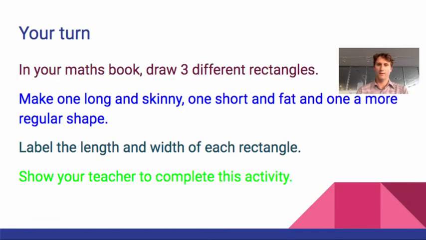All right. Now I think it's probably time for you to have a turn. So this is what I want you to do. In your maths book, I want you to draw 3 different rectangles. And try this. Make one long and skinny, one short and fat, and one a more regular shape. Okay, you'll need your ruler for that, so you can draw nice straight lines. And then I want you to label the length and the width of each rectangle. Remember, the length is the longest side, and the width is always the shorter side. Okay, how wide it is.